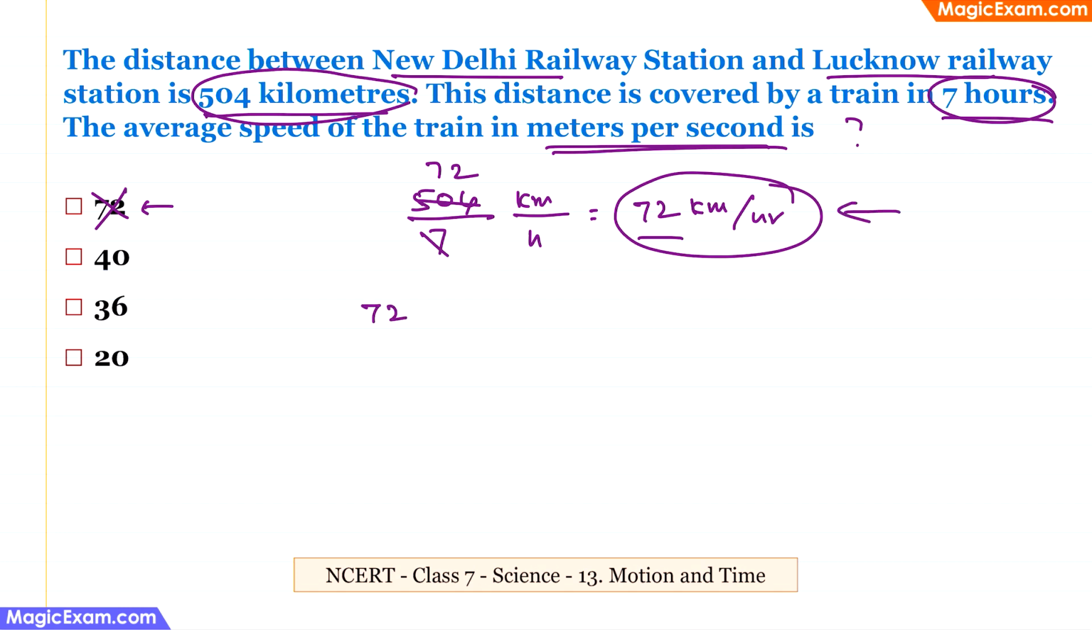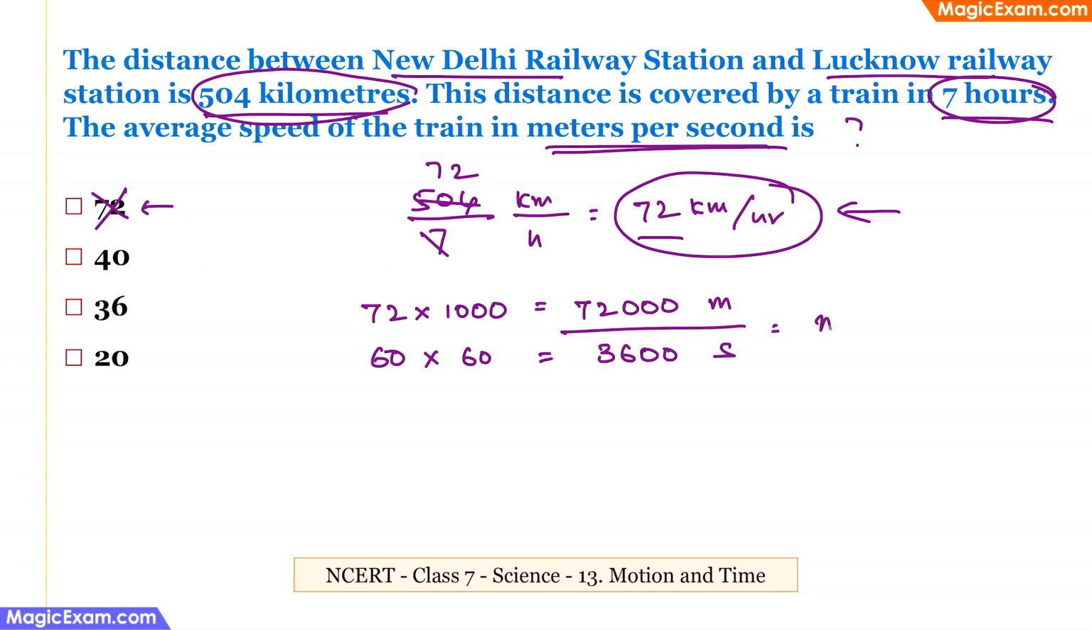So what we do is 72 into 1000 because every kilometer has 1000 meters in it. Therefore, this is equal to 72,000 meters, and in 1 hour there are 60 minutes and in every minute there are 60 seconds. There will be 3600 seconds in every hour. So if we divide 72,000 by the total number of seconds, we'll get the average speed of the train in meters per second. So if we divide this, we'll get 1s are 20. Therefore, the average speed of the train in meters per second is 20 meters per second. Therefore, the answer is 20 meters per second.